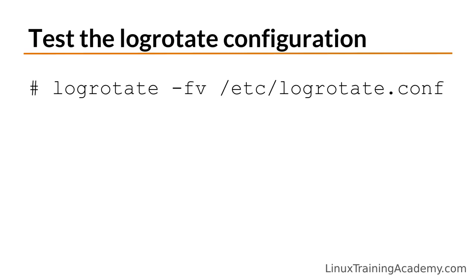If you make changes to your logrotate configuration and want to test it, use the following command: logrotate -f -v followed by the configuration file, in this case /etc/logrotate.conf. The -f option tells logrotate to force a rotation, while the -v option enables verbose logging.